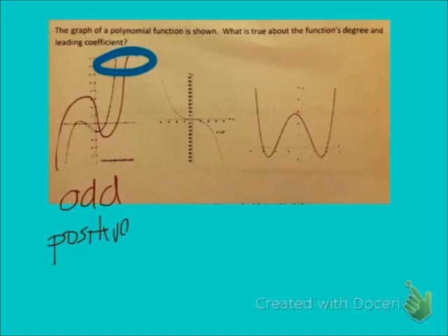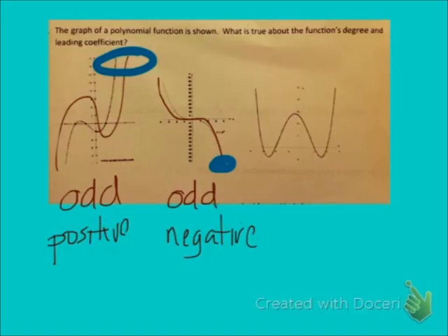Now this one again, it is a squiggly line that goes up and down. That one right there would also be odd, but because it finishes in the bottom, we would consider that a negative leading coefficient. Now please keep in mind, this is your degree, but this here is your leading coefficient. Leading coefficient would be just the number up in the front.